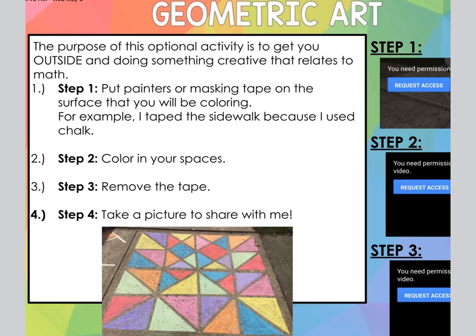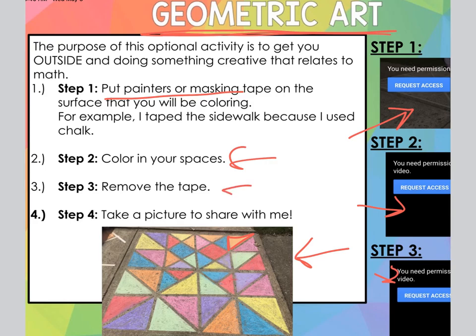Oh, but wait, there's more. Check out the last slide. Miss Hartman is awesome. Look what she made. She made this geometric artwork, and she's showing you the directions here. I think she has to fix these videos, but there are step-by-step directions here. And that's if you have these supplies like painter's masking tape, or tape. And you're going to tape them. Look at all the right angles here that she made, and then color the different spaces, remove the tape, and then take a picture and share it with her if you wanted to try something like this.